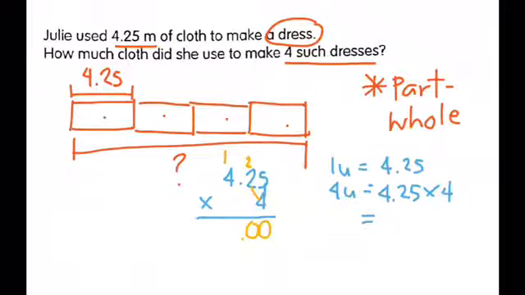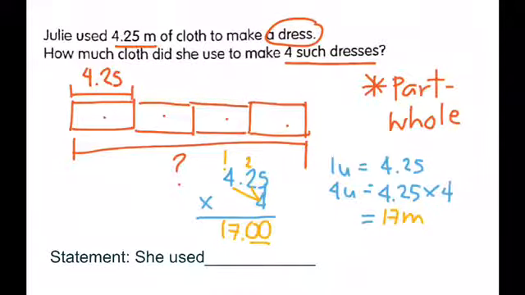Now going across the decimal point, do not forget to write it on your answers as well. Now we have 4 ones multiplied by 4. We have 16 plus the 1 being regrouped, so we have 17. So we could say that 4 units is equivalent to 17 meters. Take note that I did not write the 2 zeros anymore since I can already round it off to the nearest whole. And this is just simply the same. So for your statement, do not forget to write she used blank.